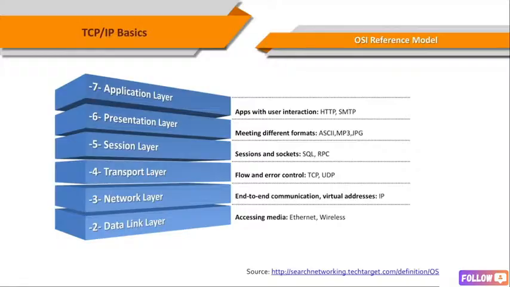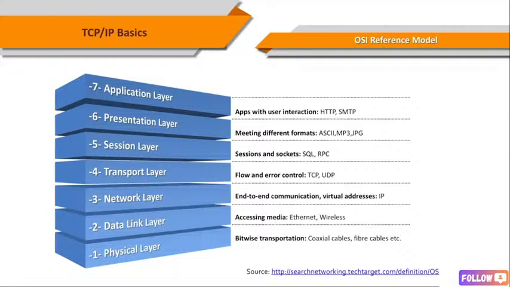Layer 2, the data link layer. This layer sets up links across the physical network, putting packets into network frames. This layer has two sublayers, the logical link control layer and the media access control layer. Ethernet is the main data link layer in use.